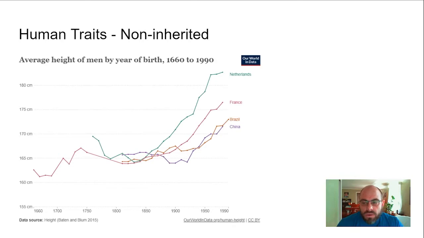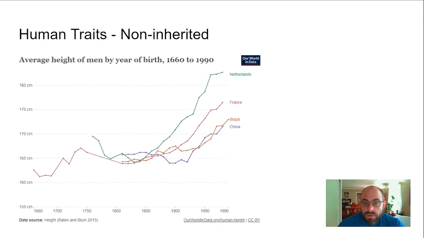Couple of traits, or there's some examples of traits that are not inherited. And so let's look at that. So height is an example. Height is inherited. You do inherit whether or not you're going to be tall from your parents, right? But human height has increased over the last 150 years. Why is that? Well, it's because we have grocery stores. That's the big change.